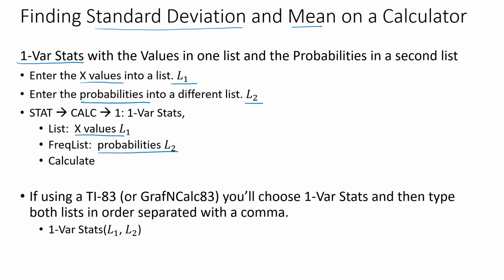If you're using the TI-83 or the Graph and Calc 83 app on your phone, you're going to choose your one variable stats. You're going to type in L1, comma, L2. You can close parentheses or not. I don't think it matters, and just press enter.